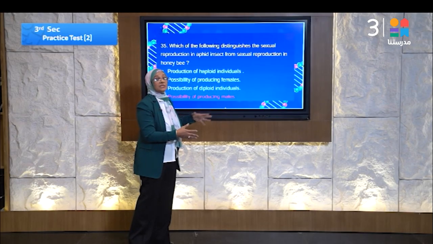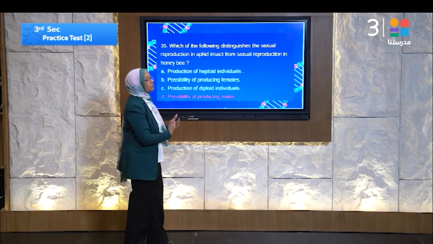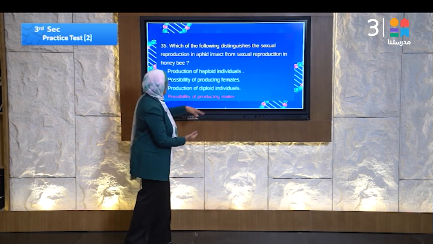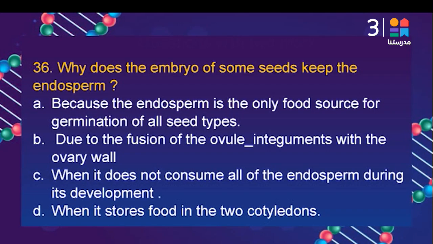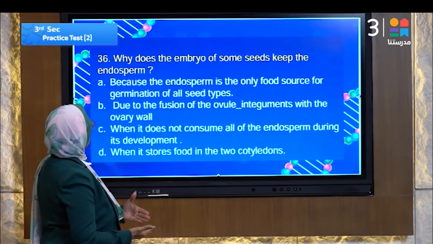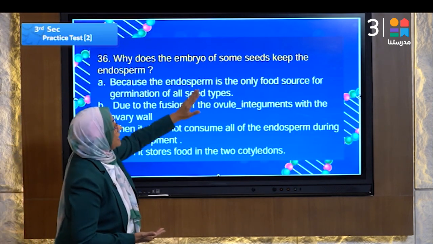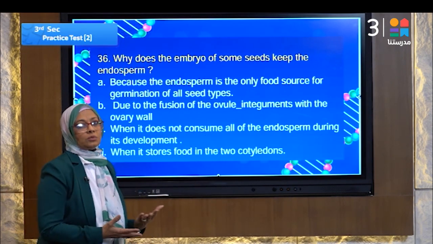There are two different ways in aphids and honeybees of producing males. Let's go to 36. Why does the embryo of some seeds keep the endosperm? What is the endosperm? It is a feeding tissue, found inside the seed. Why does the seed keep it? It's not consumed.